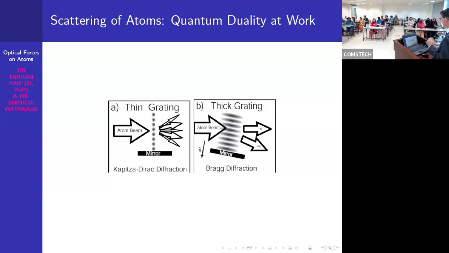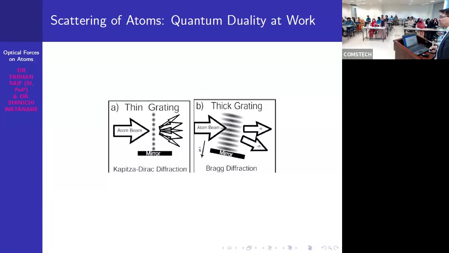Now, the duality is very interesting. Why am I using the word duality? Because this optical surface, which is a standing wave field, acts like a grating. You know grating in optics, simple. So this acts like a grating, and this beam of atoms is now going to act like a de Broglie wave. This is a wave which is coming at the grating, and now the scattering begins.